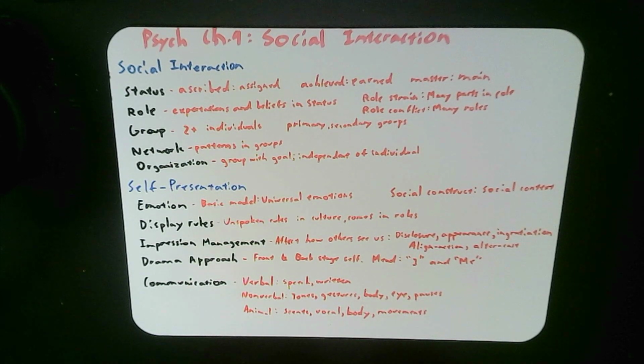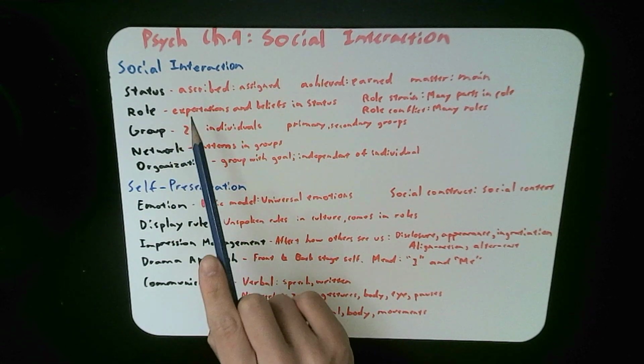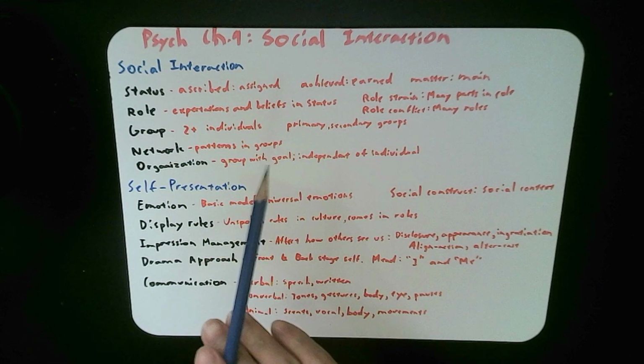We have Psych, Chapter 9, Social Interaction. Social interaction is based on different aspects of how we, as individuals, interact with others in groups and more. Starting off, we have status. Status can be split into different parts.